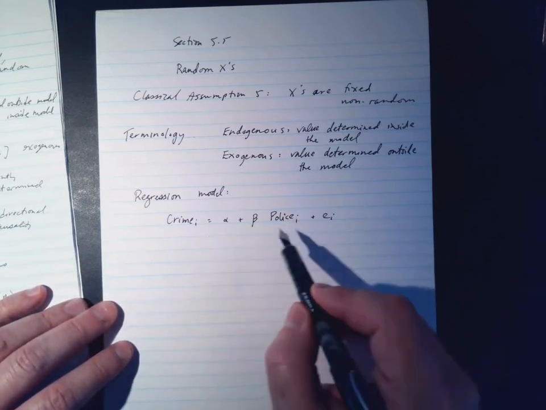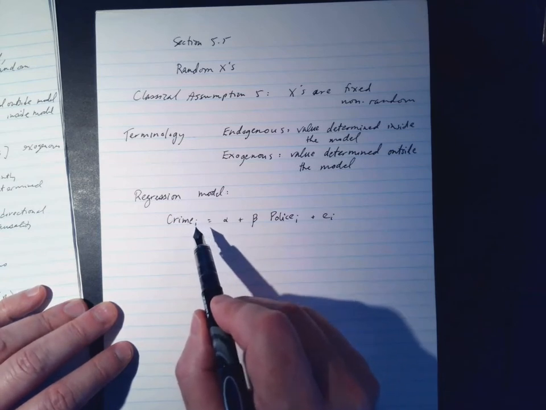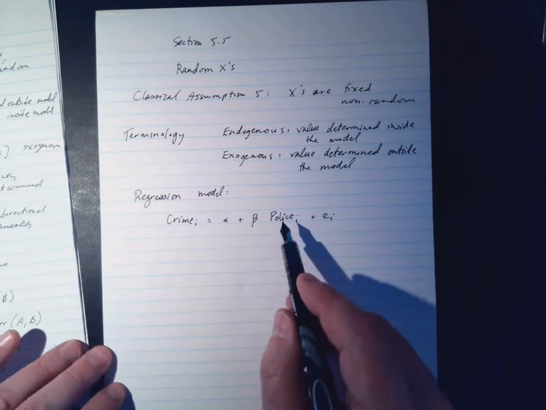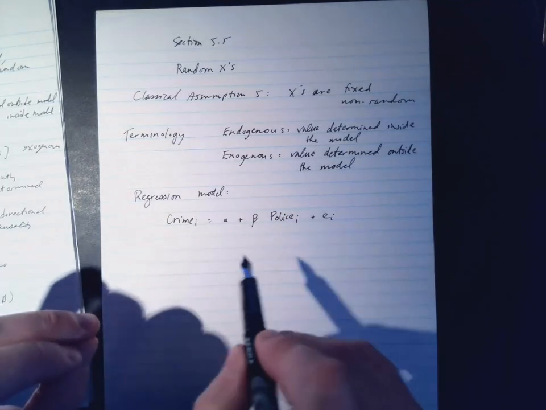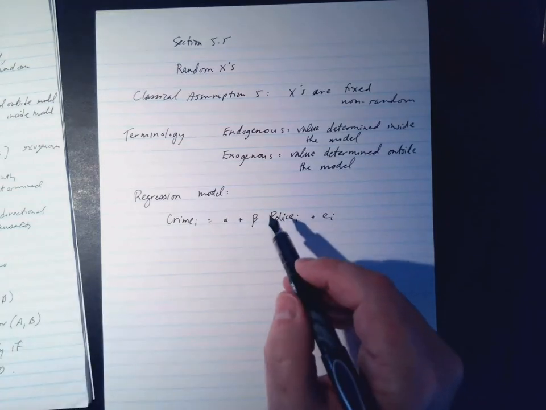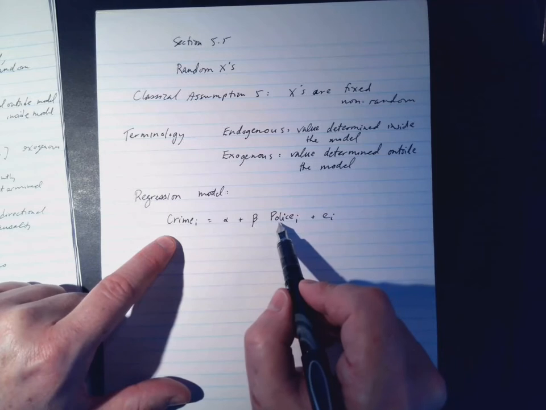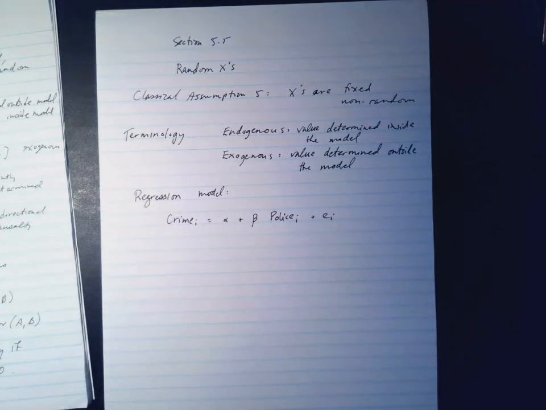So policing is a function of the existing rate of crime, as well as crime being a function of the amount of police that's there. So the causality can go both ways here. So both crime and police are endogenous variables. They're both determined inside the model.